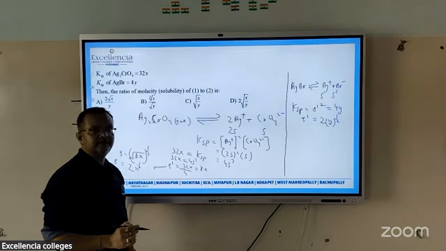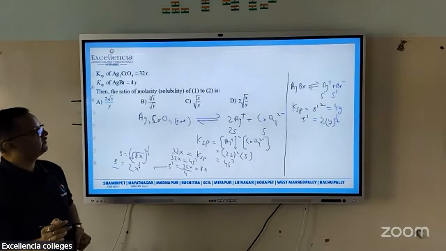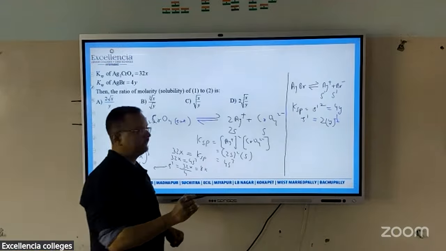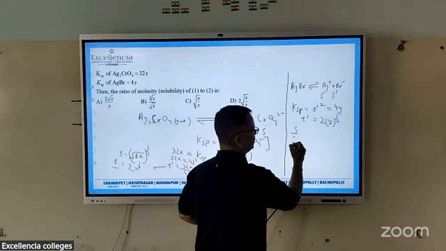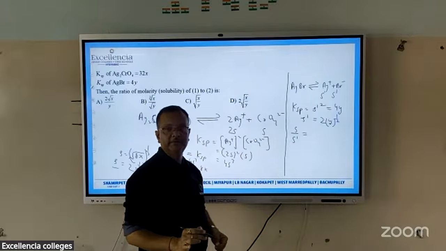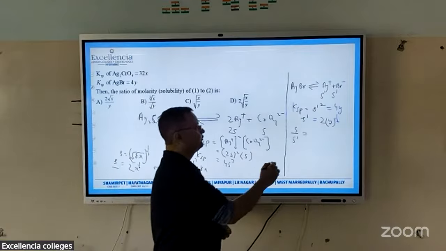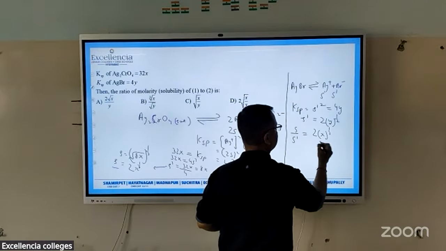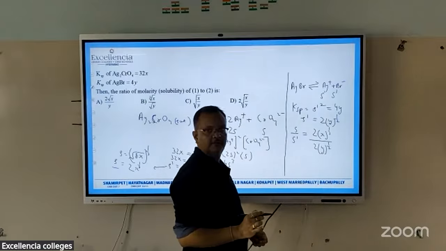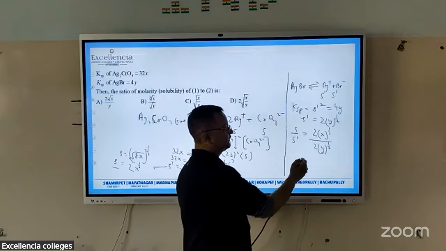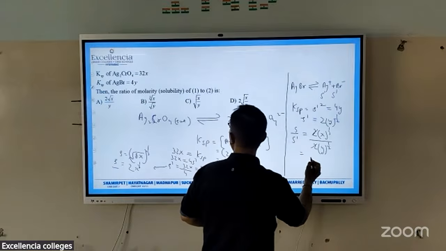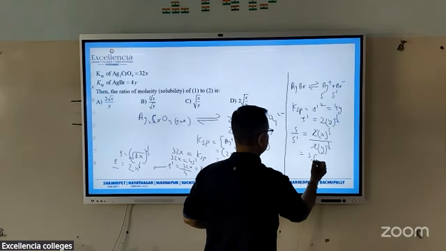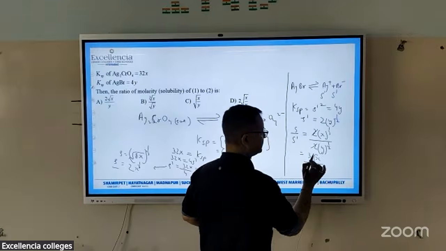Then what is the question asking? The question is asking about the ratio of the solubility of these salts. So we have to find the ratio of S by S dash. It will come as 2 into cube root of x by 2 into square root of y. The 2 gets cancelled. So your answer will come as cube root of x by square root of y. This is the correct answer.